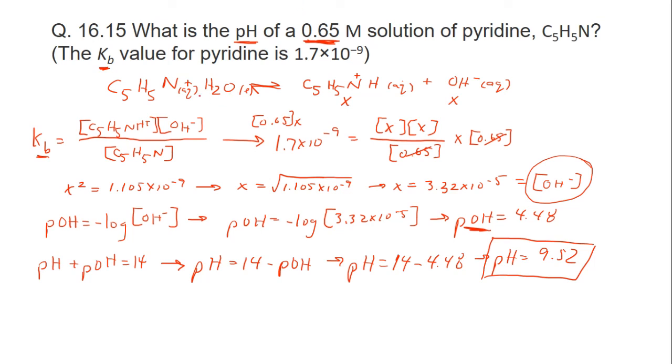But the important thing is to know our expression for this. So pyridine reacting with water forms pyridinium. It's acting like a base because we're given Kb. So we form the pyridinium and the hydroxide.